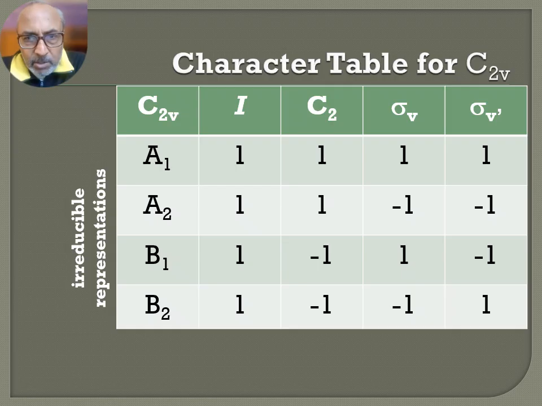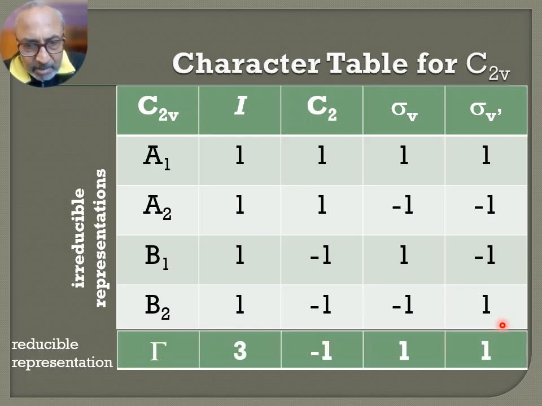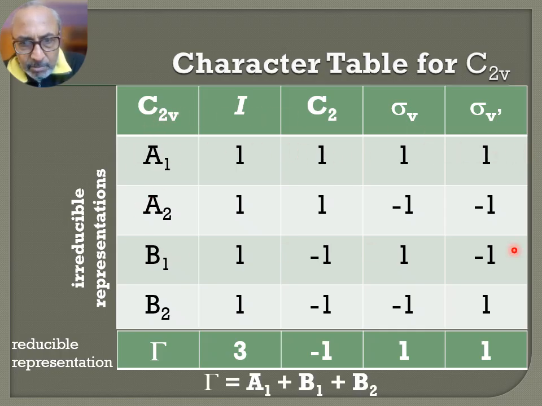With that, we can conclude that the character table for C2V has to have this form. There are 4 mutually orthogonal, one-dimensional, irreducible representations. And the reducible representation gamma that we constructed earlier has characters 3, -1, 1, and 1. And so we can easily verify that gamma is equal to A1 plus B1 plus B2.